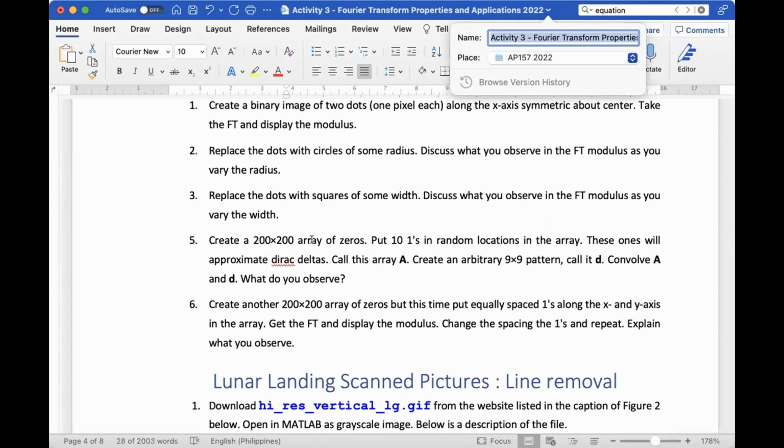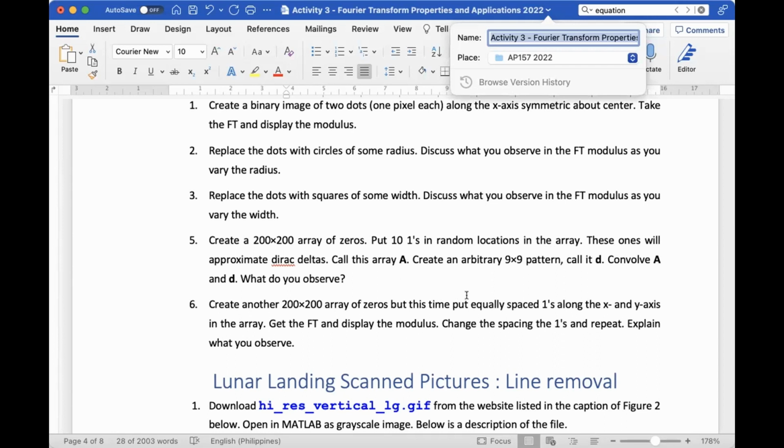Now, ito. Create a 200 by 200 array of zeros. Put 10 ones in random locations in the array. Okay? Magkalat ka ng ones kung saan doon sa array na yun. These ones will approximate Dirac deltas. Kunyari, stars, no? Kunyari, gawa tayo, generate tayo ng artificial stars.